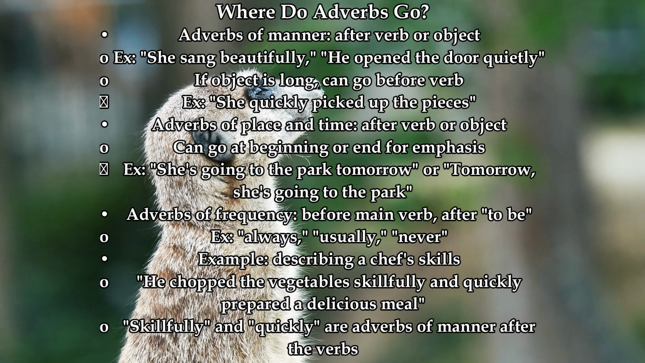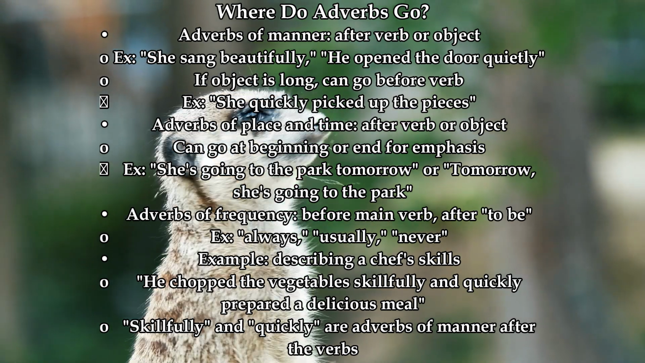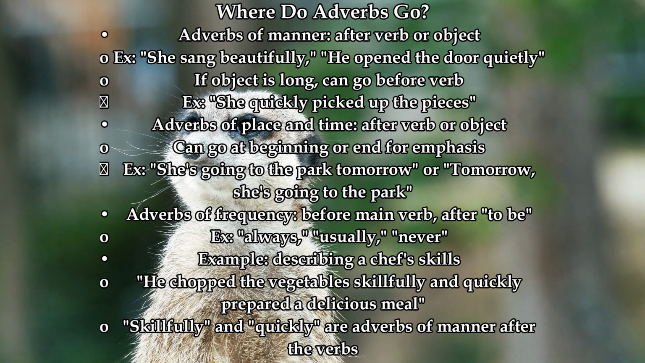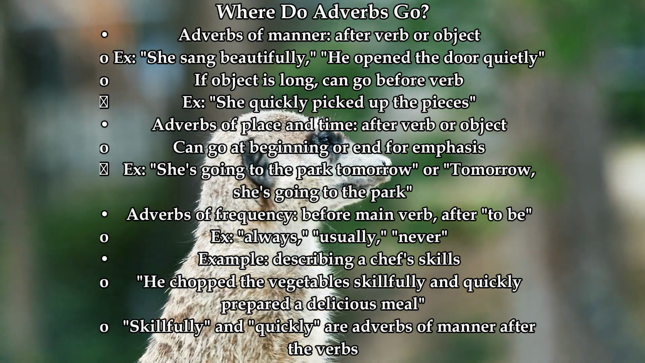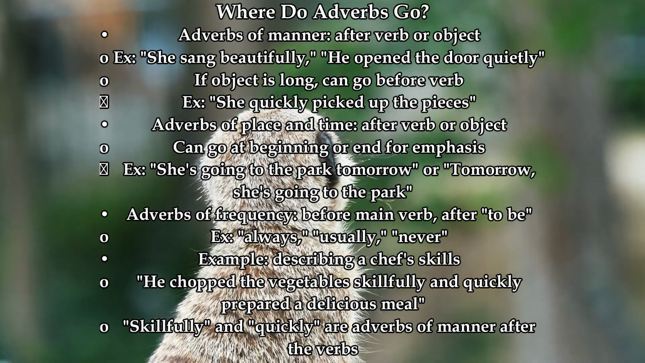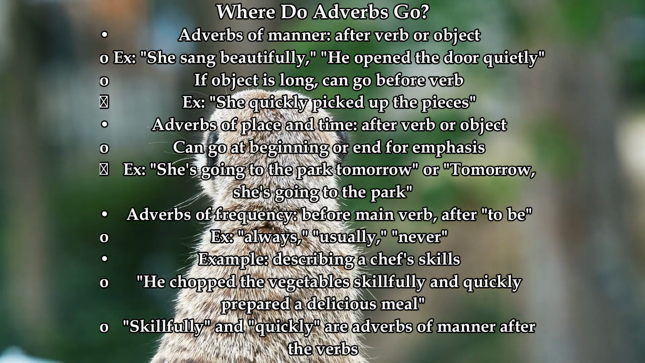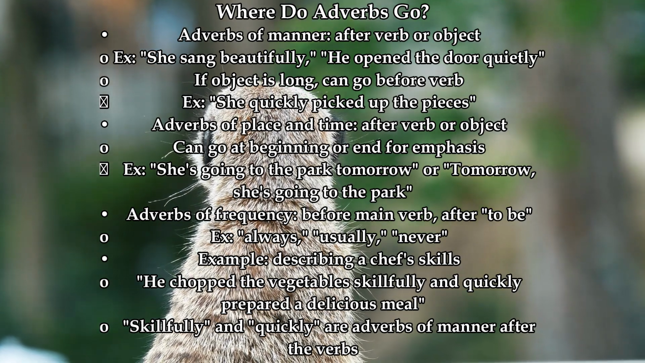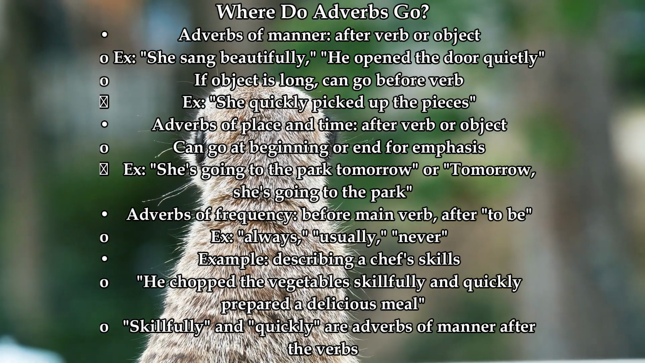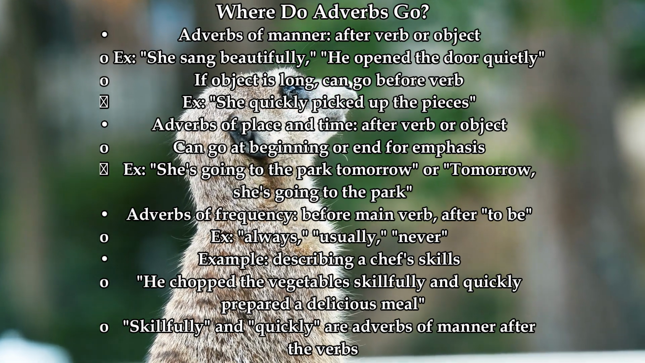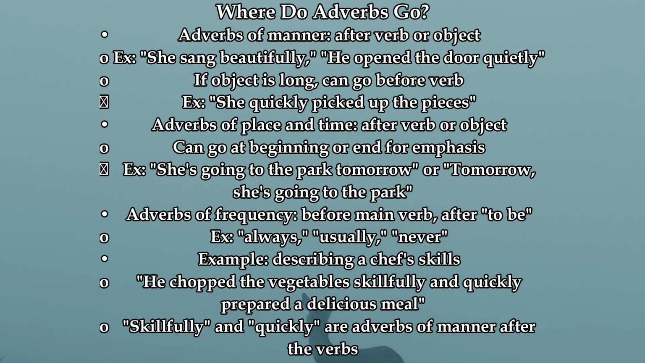Adverbs of place and time usually come after the verb or object, but they can also be placed at the beginning or end of a sentence for emphasis. For example, she's going to the park tomorrow, or tomorrow she's going to the park. Adverbs of frequency, like always, usually, and never, typically go before the main verb, but after the verb to be.